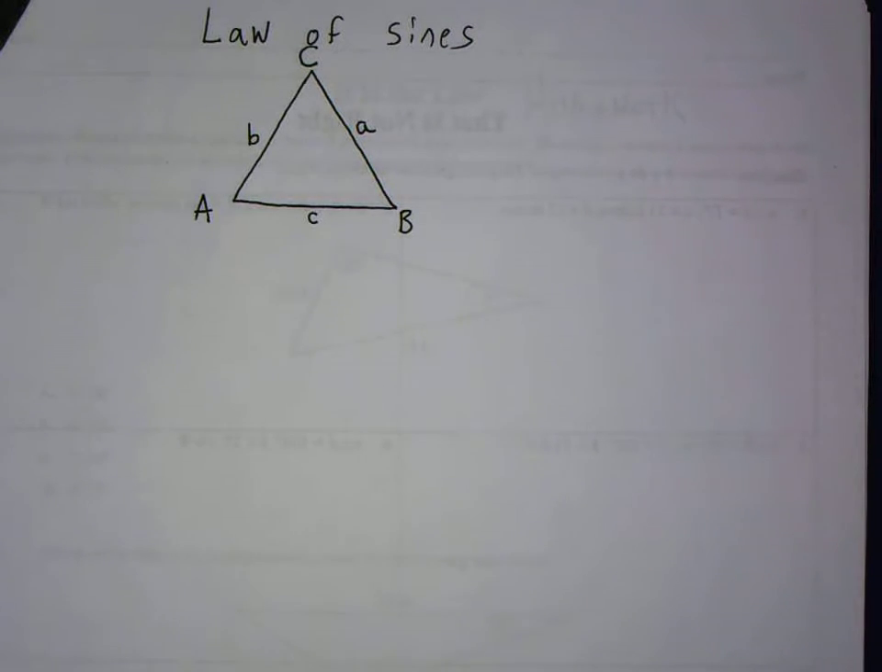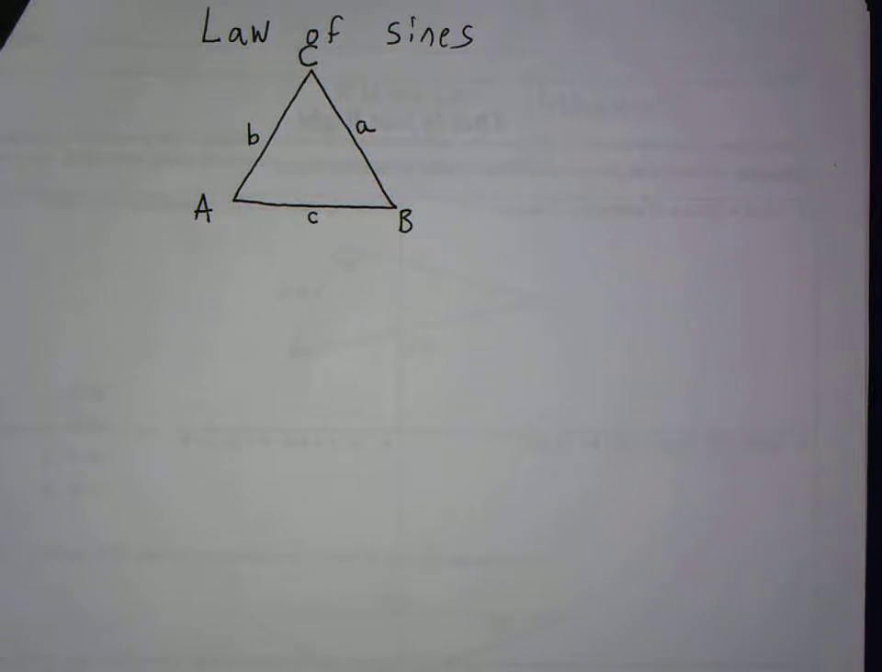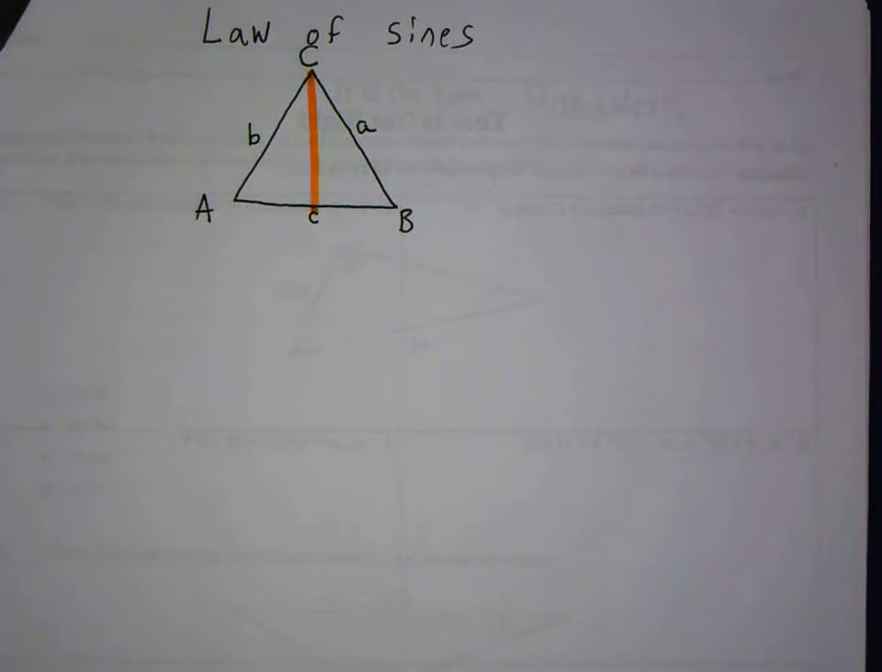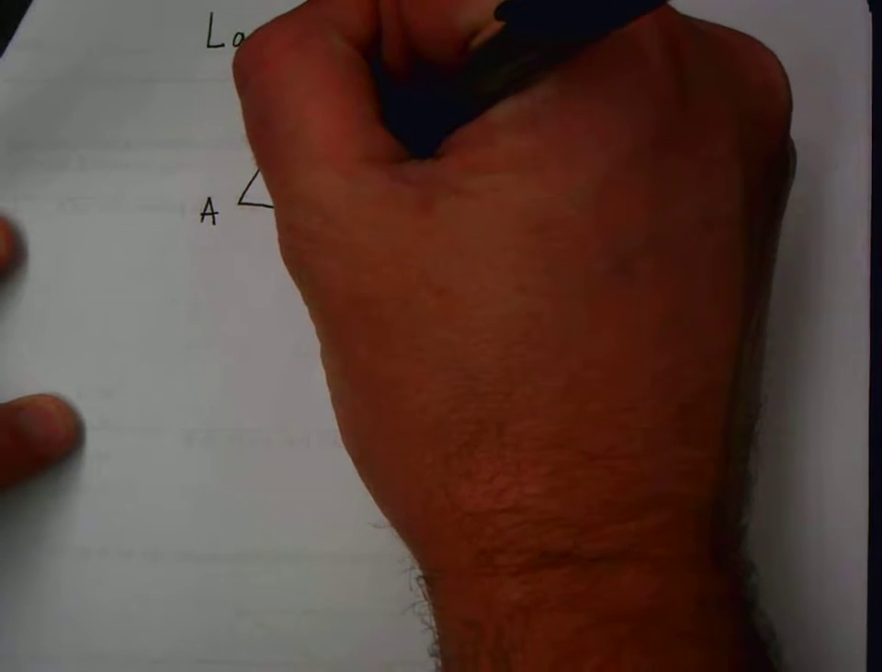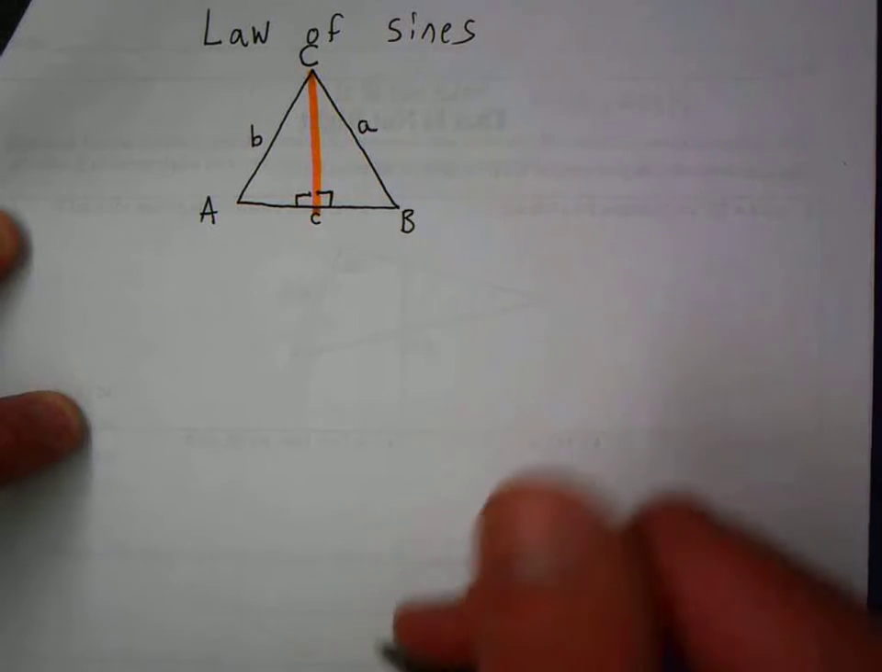So can I use SOHCAHTOA on this? The answer is no, because this is not a right triangle. But could I make this triangle into a right triangle? Draw a line straight up and down. Now I have two right triangles. By doing this on purpose, I get this is 90 degrees, so I can use SOHCAHTOA, and that's 90 degrees, so I can use SOHCAHTOA. Most people like to call up and down height, so I'm going to put that as h.